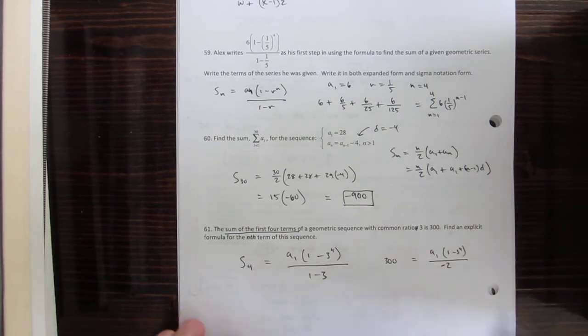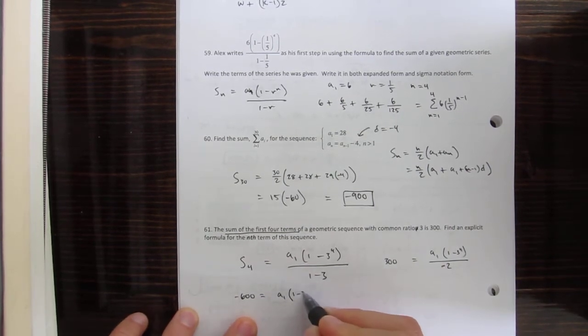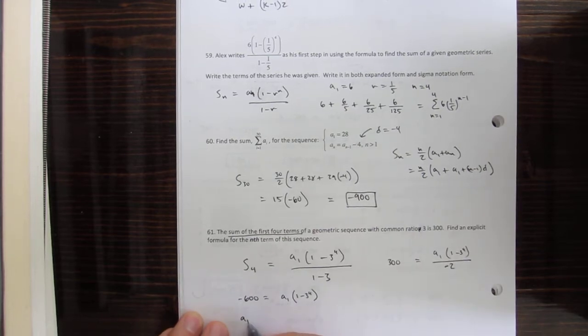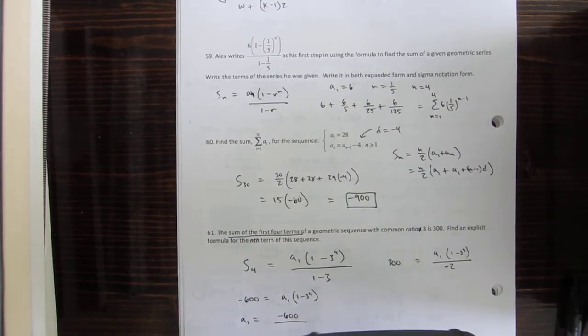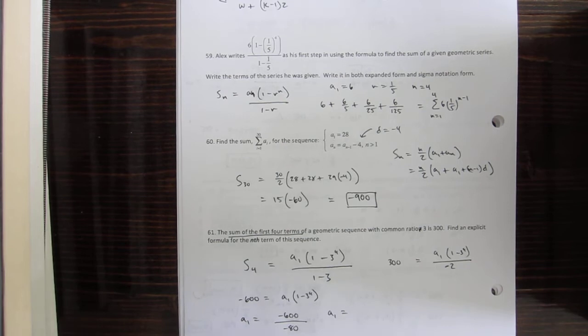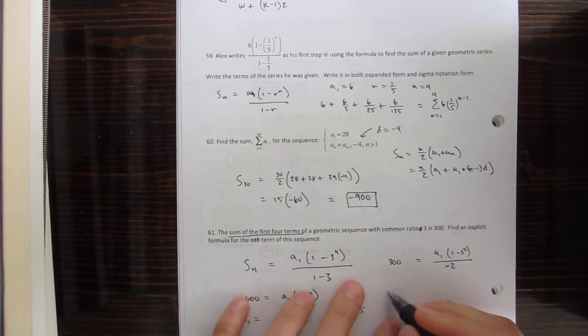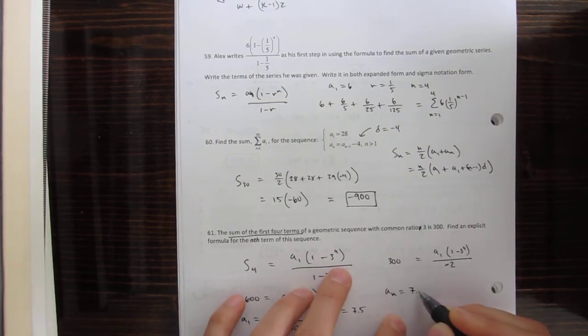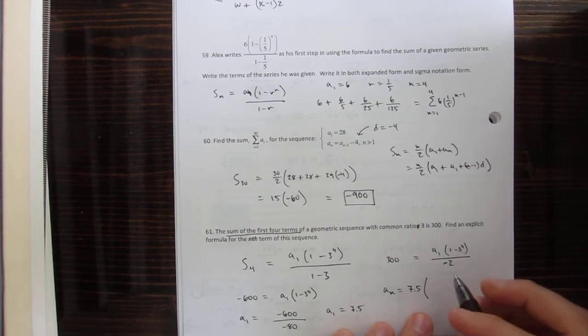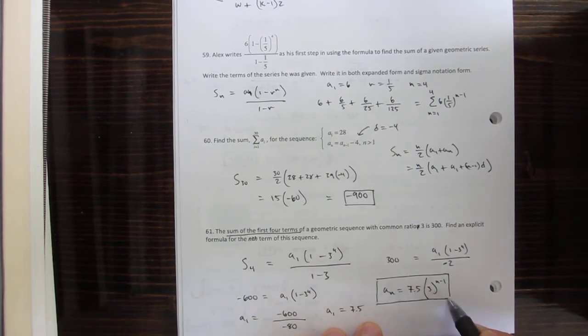Solving this for a sub 1, we get -600 equals a sub 1 times 1 minus 3 to the fourth. So a sub 1 should be negative 600 divided by, let's see, 3 to the fourth is 81 if I'm not mistaken. So this should be divided by negative 80. So a sub 1 equals 600 divided by 80, which happens to be 7.5. So we could then write a sub n equals a sub 1 times r to the n minus 1. And that would be our explicit formula.